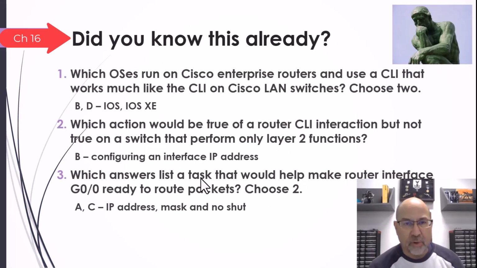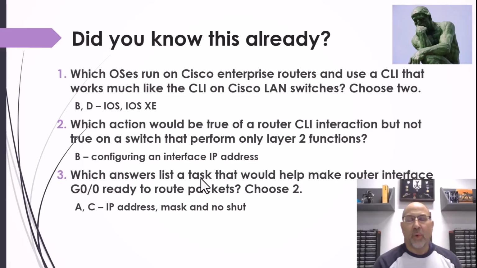All right, time now for Do You Know This Already? Which OSs run on Cisco Enterprise routers and use a CLI that works much like the CLI on Cisco LAN switches? Choose 2. Well, the 2 answers there were pretty straightforward. They're the 2 that we've talked about, IOS and IOS XE. Which action would be true of a router CLI interaction, but not true on a switch that performs only layer 2 functions? Well, as we were just talking, switches don't get IP addresses on interfaces very often.